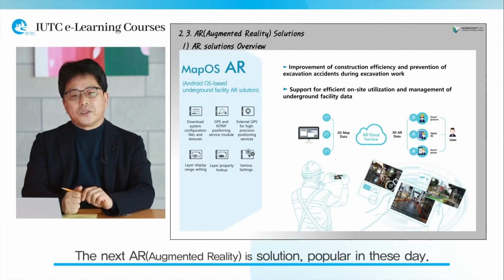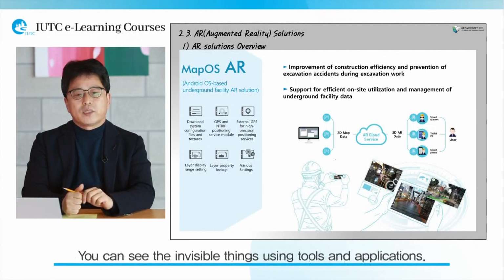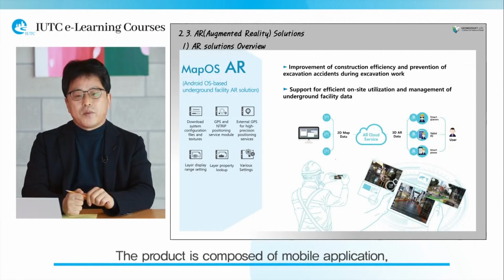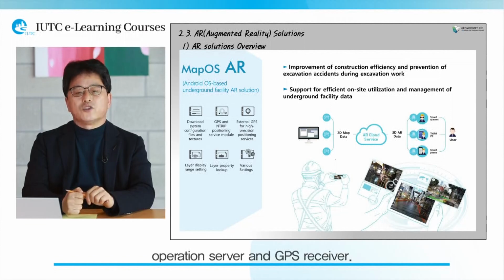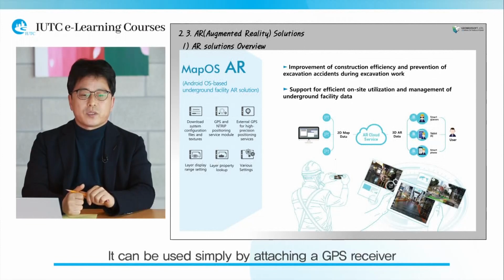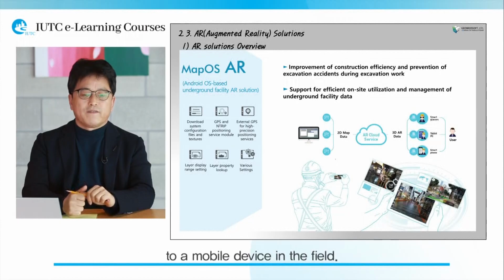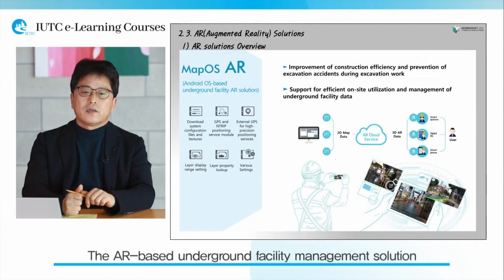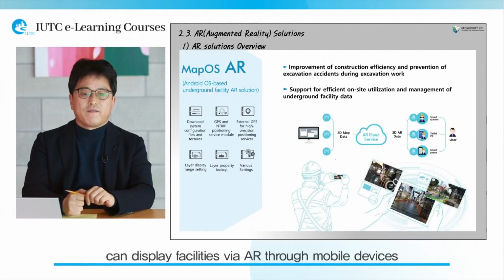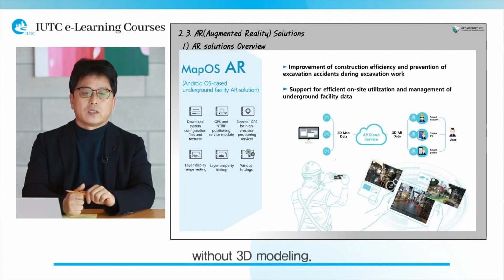Next is an AR solution, popular these days. You can see invisible things using tools and applications. The product is composed of a mobile application, an operation server, and a GPS receiver. It can be used simply by attaching the GPS receiver to a mobile device in the field. The AR-based underground facility management solution can display facilities via AR through the mobile device without 3D modeling.